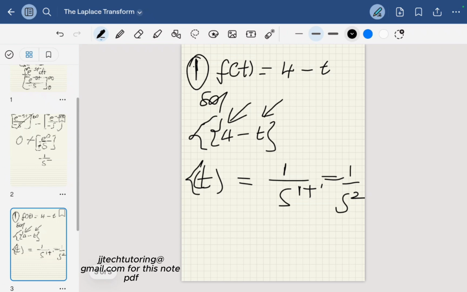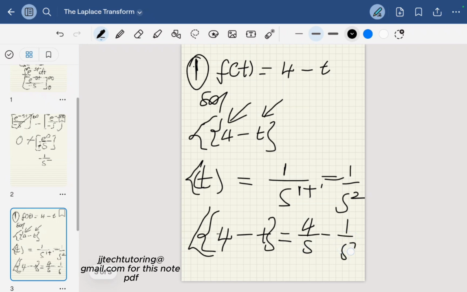Now, the Laplace transform of 4 minus t should be 4 over s minus 1 over s squared. Not sure if I'm making sense. If I'm not making sense, then wait, so I can do another example until you understand me.